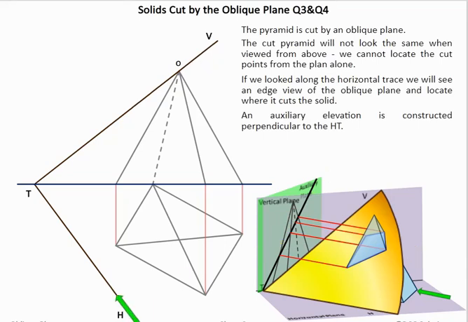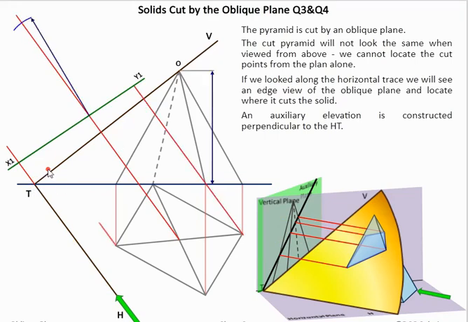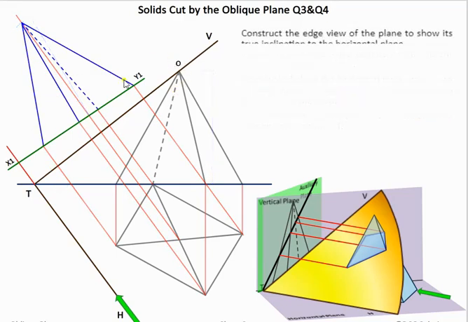So to do this, we look along HT in plan, set up X1, Y1, and then we can construct our pyramid up here, bringing up all our points. So what we've done here is we've constructed our pyramid. Now we need to construct our traces. So we've already the horizontal trace because that's going to be a point view. Then we need to take a vertical measurement for our vertical trace.